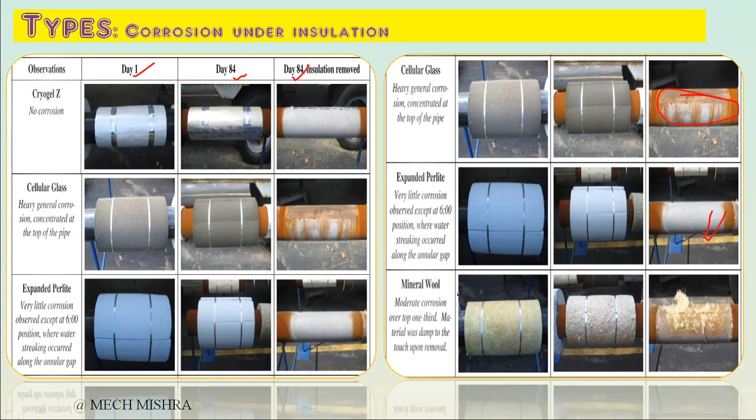Extended perlite is showing good performance. Now mineral wool is also showing corrosion initiation. Now the cryogel is also good, showing good performance. Cellular glass, no. Then extended perlite is also showing good performance. So this will give a better basic idea of which insulation system performs better, and this test was carried out just to give a demonstration of the same.